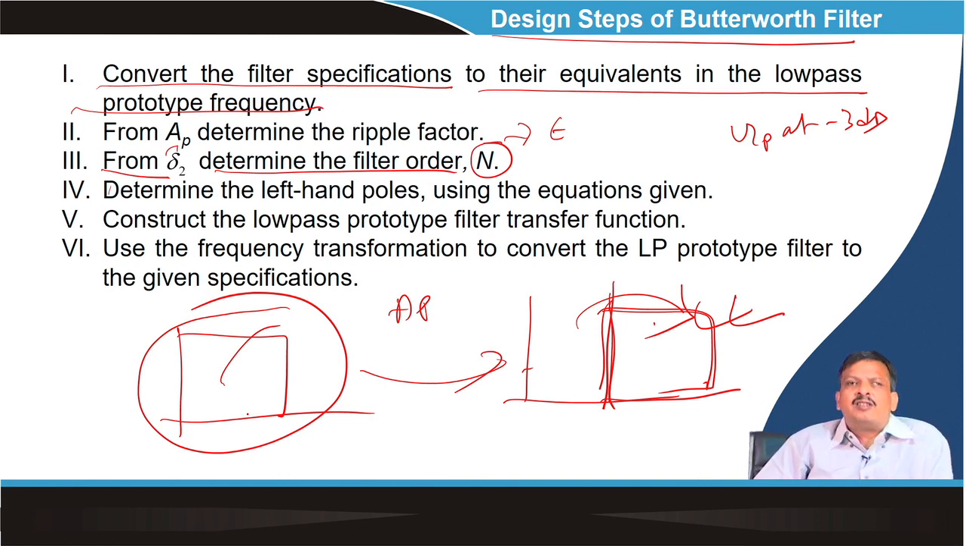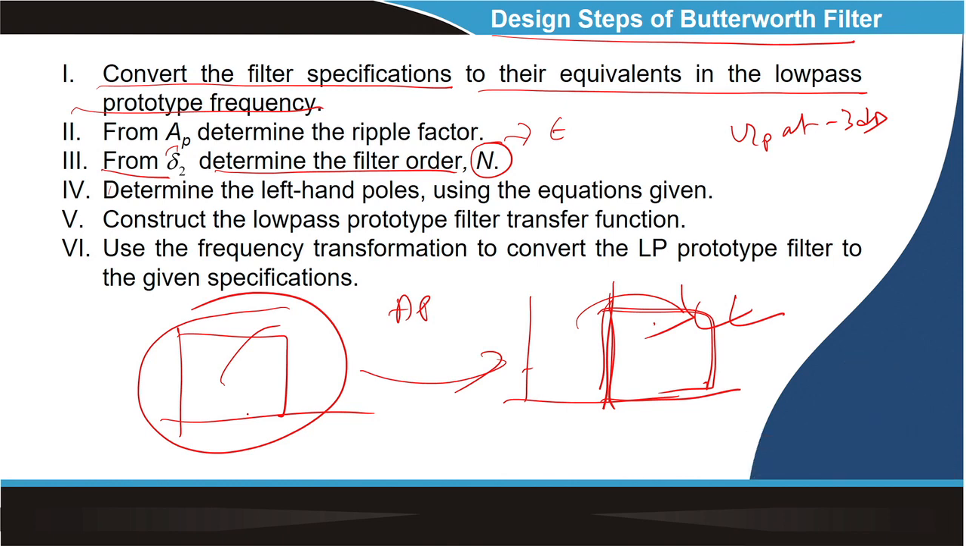Then next class I will talk about Chebyshev filter design, analog filter design.